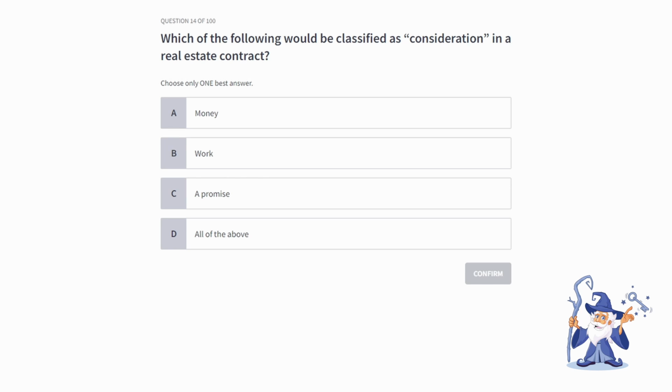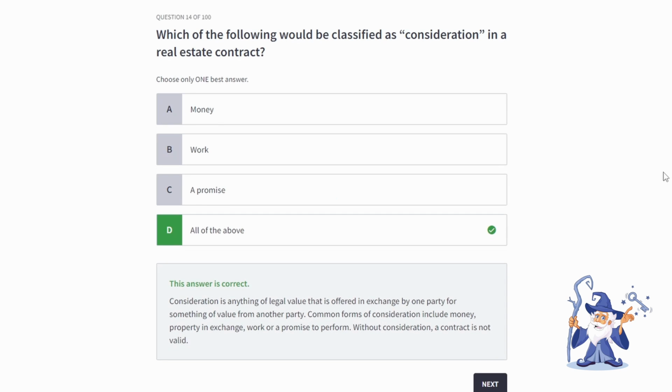Okay, hopefully you guys came up with that one. So what is the correct answer for this one? Well, it's going to be D, all of the above. So this is a little bit of a trick question. I wanna see how many of you guys got this one. But consideration is anything of legal value that is offered in exchange by one party for something of value from another party. Common forms of consideration include money, property, work, or promise to perform. But obviously the keynote is without consideration, a contract is not valid. Now, I'm curious how many of you guys just put money, because I think a lot of people get this mixed up.